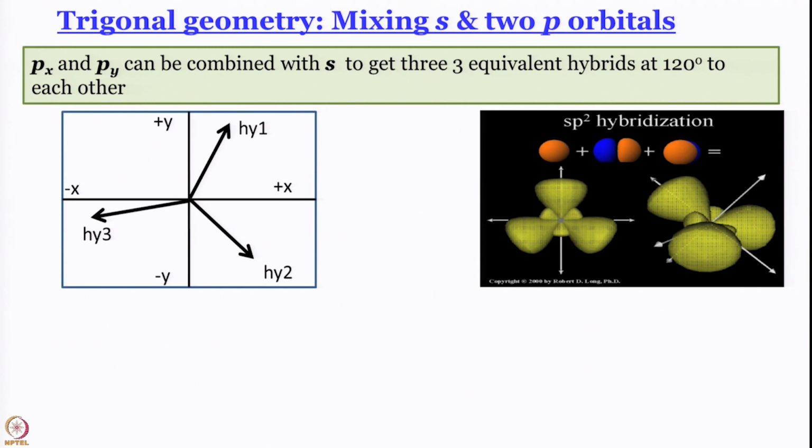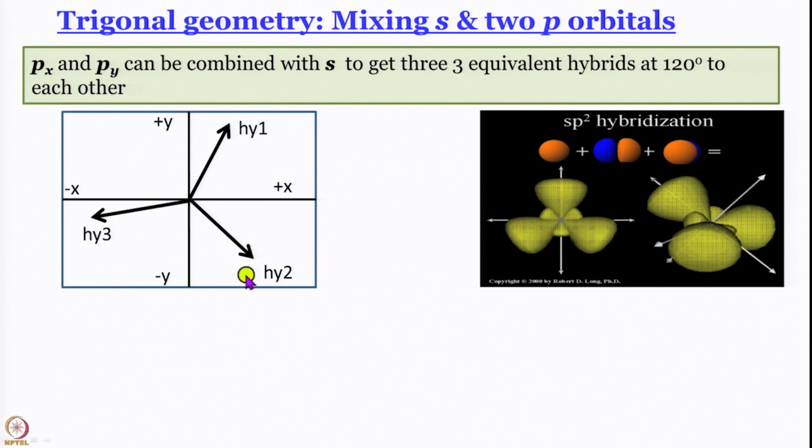Next I want to talk about AB3 kind of molecules, that is trigonal geometry. Since I need 3 hybrid orbitals like this and they have to be at 120 degrees with each other, I need 3 atomic orbitals to participate in the process of hybridization.